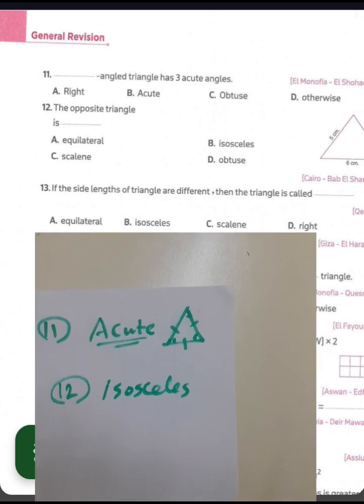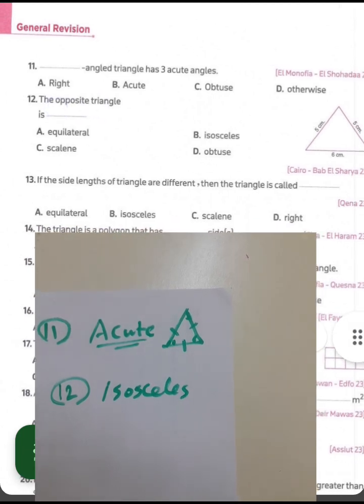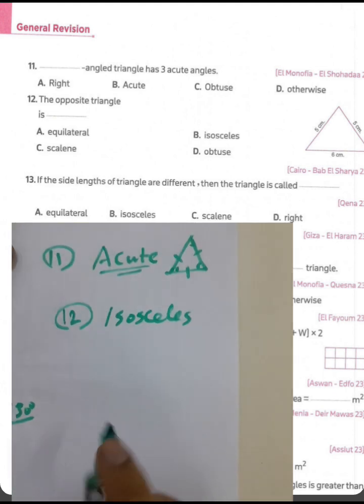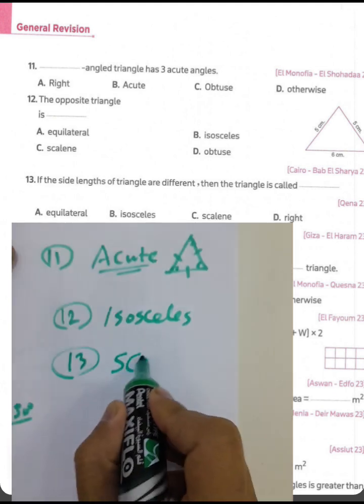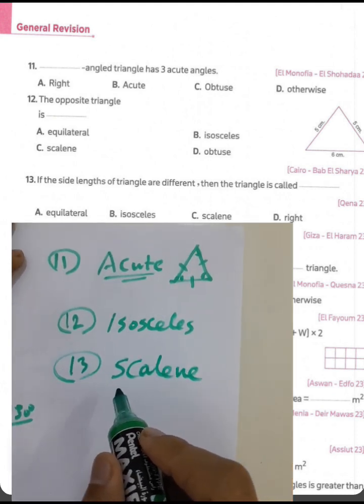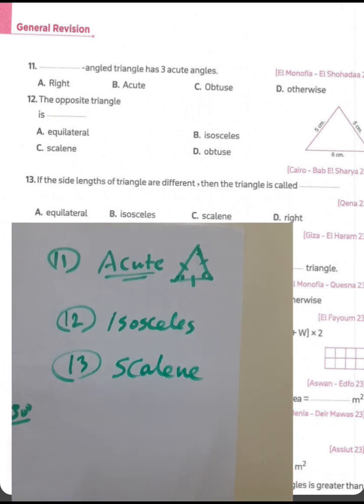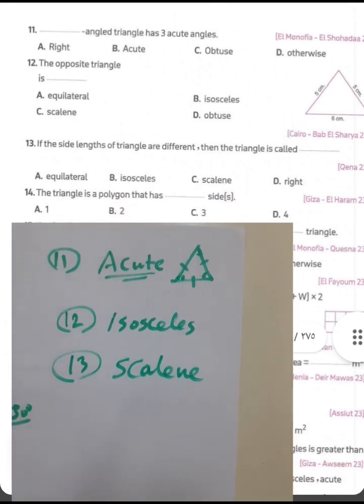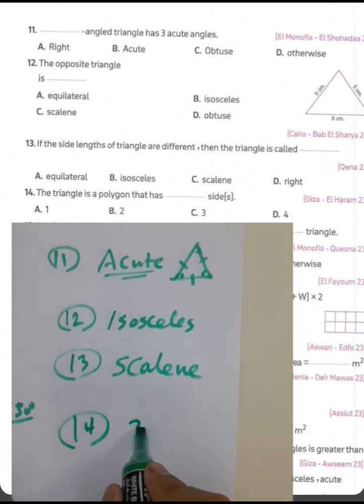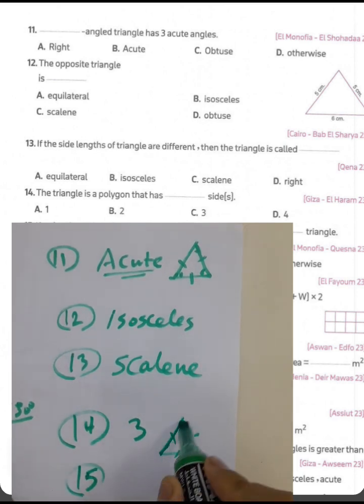Question number 13. If the side lengths of a triangle are different, then we call it scalene. We call it a scalene triangle because all sides are different. Question 14. A triangle is a polygon that has 3 sides. A triangle has 3 sides. We call these sides. This side, side. There are sides.